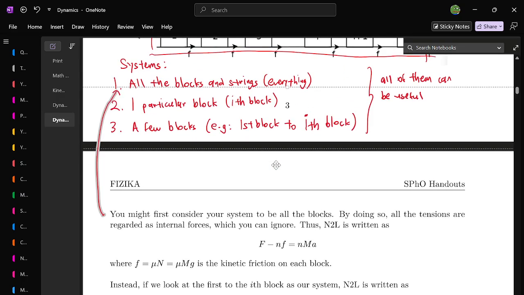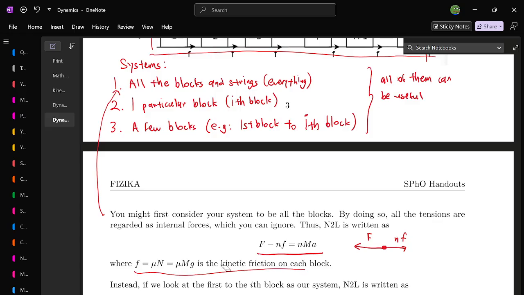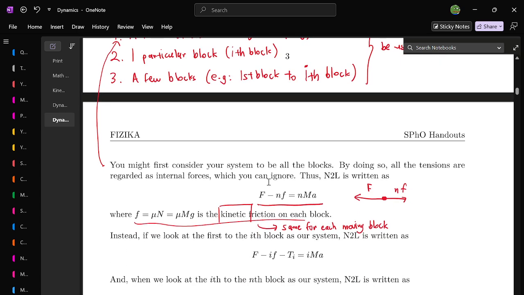So by doing this, you can write your Newton's second law like this. Your friction is kinetic friction, so it's the same for each block. So you have one equation like that.